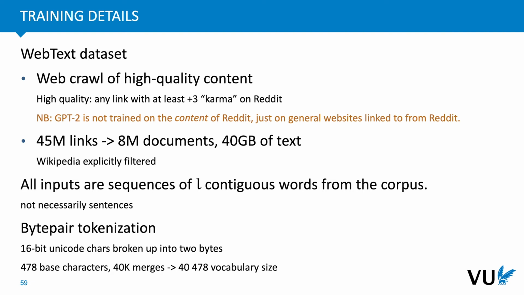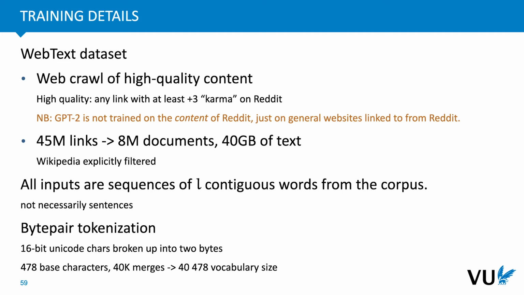Like with BERT, all inputs are sequences of L contiguous words from the corpus, not necessarily sentences. And here we use byte pair tokenization. One thing to note is that if we were to use byte pair tokenization on Unicode text, we would have 16-bit characters, which gives us around 60,000 base characters before we even start merging. So to avoid this situation, what the authors did was to break up every Unicode character into 2 bytes, and to take this sequence of bytes as the basic sequence on which they start merging. And this gave them 478 base characters, which after 40,000 merges led to a vocabulary size of 40,478.